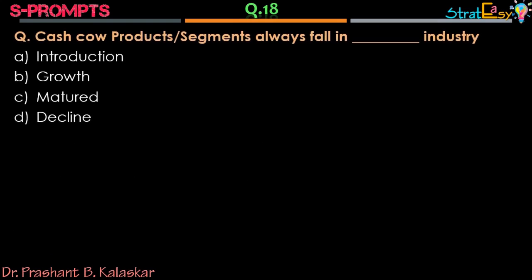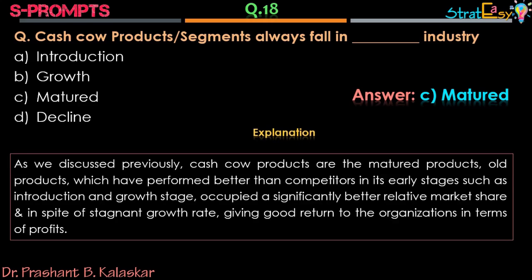Question number 18. Cash cow products or segments always fall in dash industry. And the right answer is option C, matured industry. As we discussed previously, cash cow products are the matured, old products which performed better than the competitors in their early stages, such as introduction and growth stage, occupied a significantly better relative market share, and in spite of stagnant growth rate, give good returns to the organization in terms of profitability.